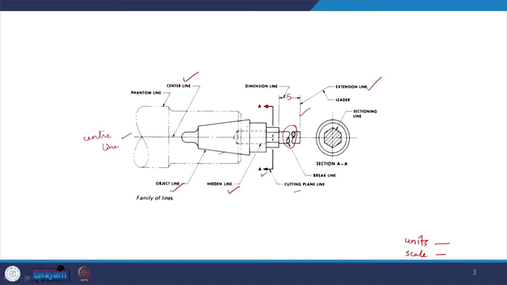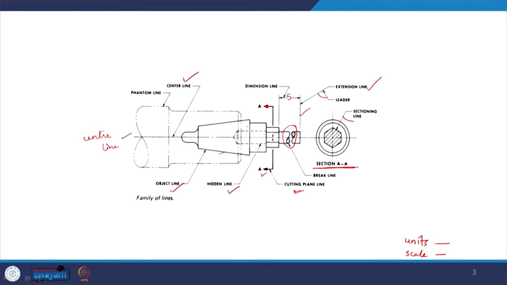These are the common things. Also, if you see, when the object is cut at the section which we receive is mentioned as section AA, which is the section seen when the object is cut at the plane AA, which is the cutting plane line. When we represent something, when we mark something, all these lines are called the leaders.